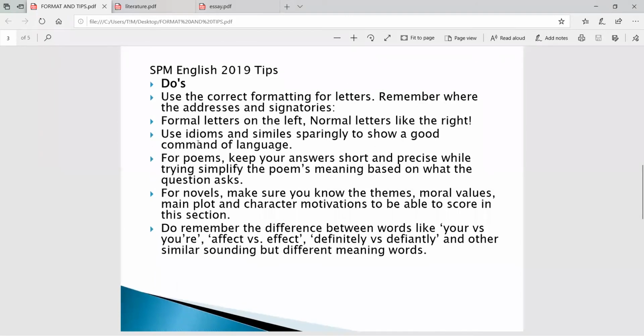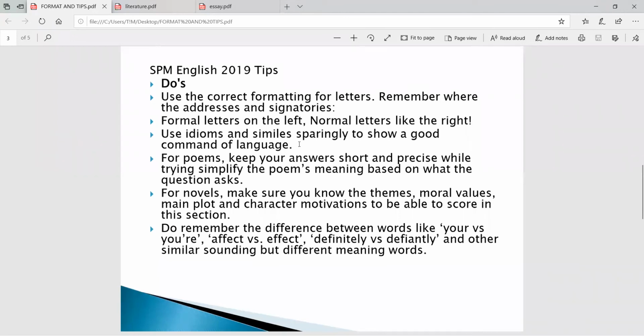Okay, and then use idioms and similes sparingly to show a good command of language. I think this is a must. At least one or two idioms in one essay. I think that's sufficient enough. That's good enough for you.